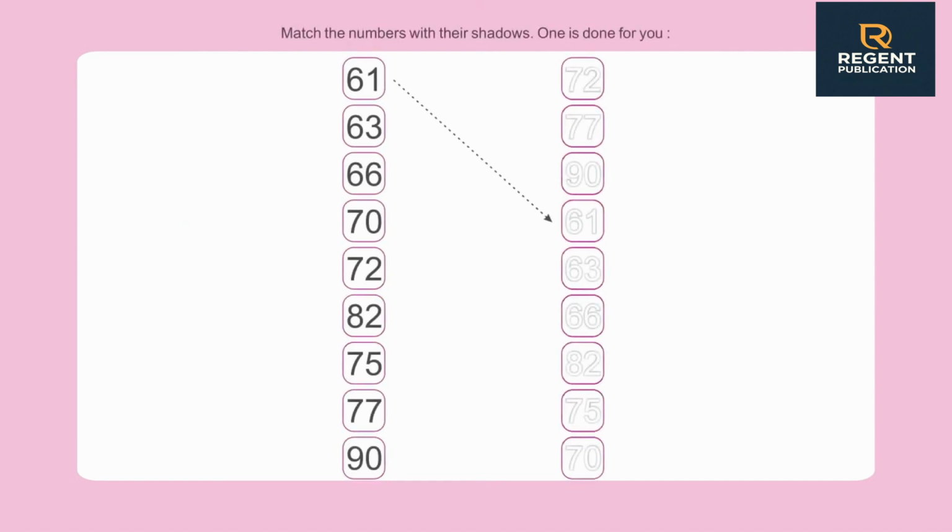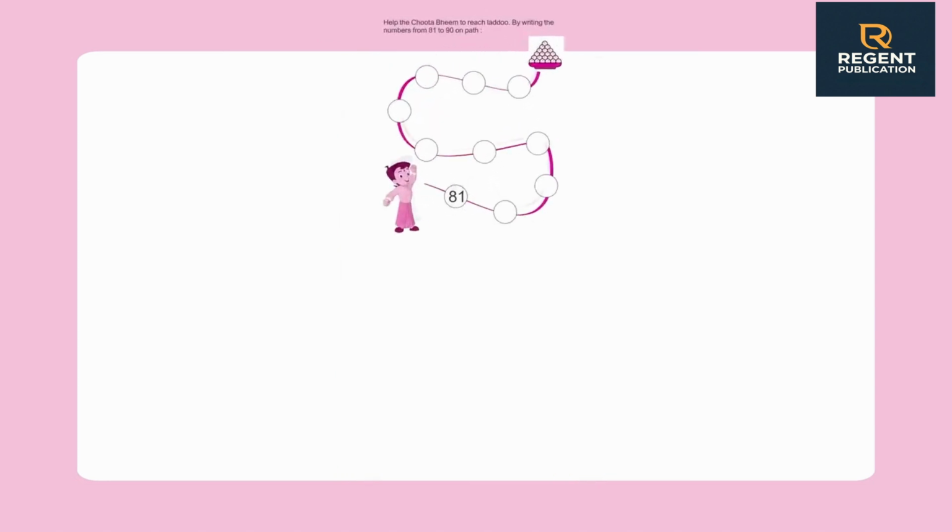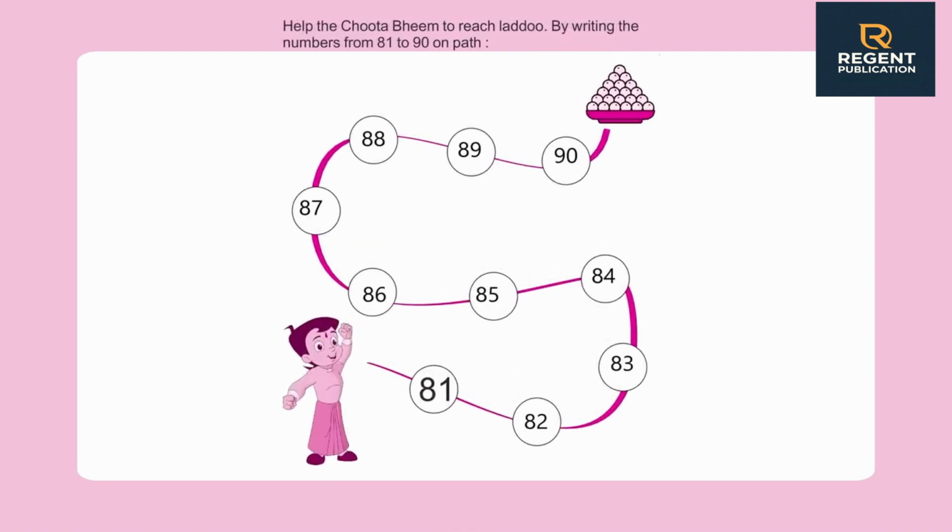Match the numbers with their shadows. One is done for you. Help the Chhota Bhim to reach Laddu by writing the numbers from 81 to 90 on path.